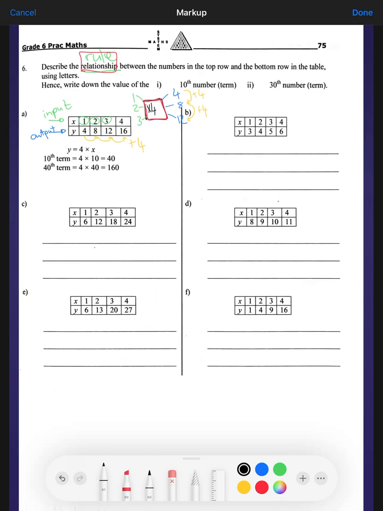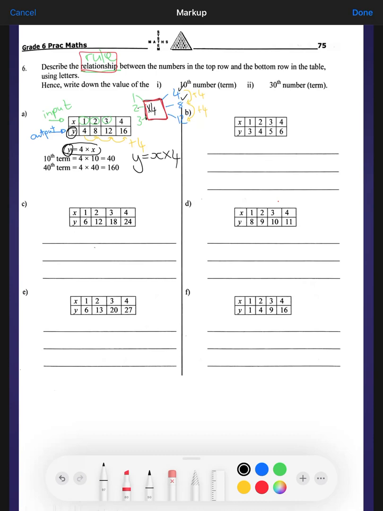1 times 4 is 4. That works. 2 times 4 is 8. 3 times 4 is 12. It works. So there they give you the rule. Y, to get Y, that's just the bottom number. To get the bottom number, take your top number, which is X, and times it by 4. If they wrote Y equals X times 4, that's exactly the same. Okay, so the order doesn't matter.